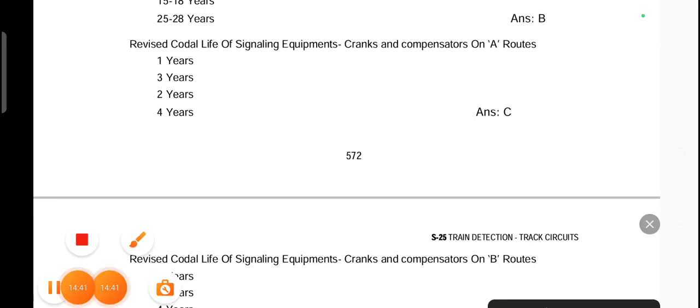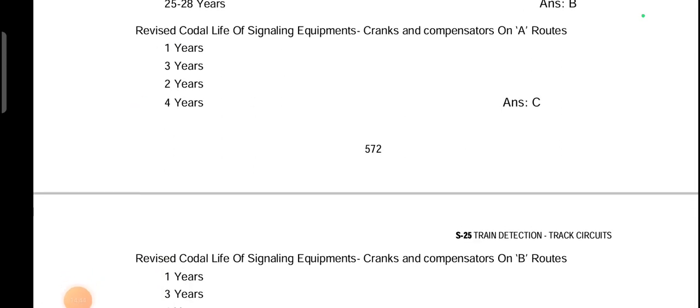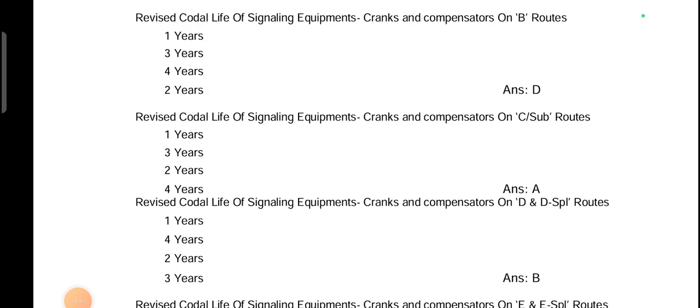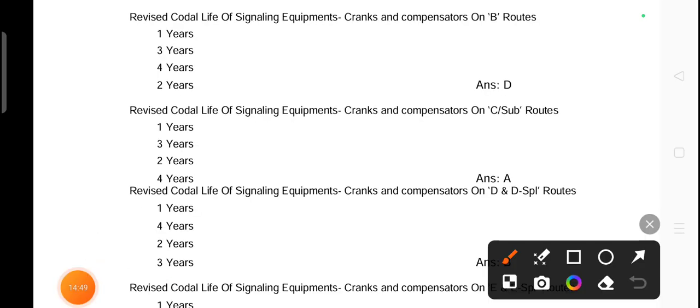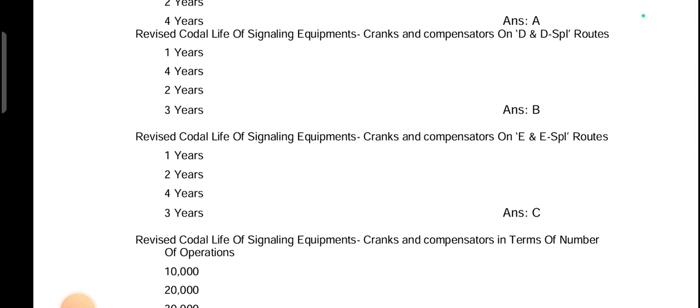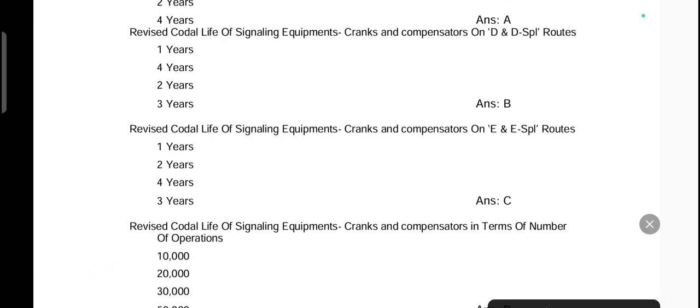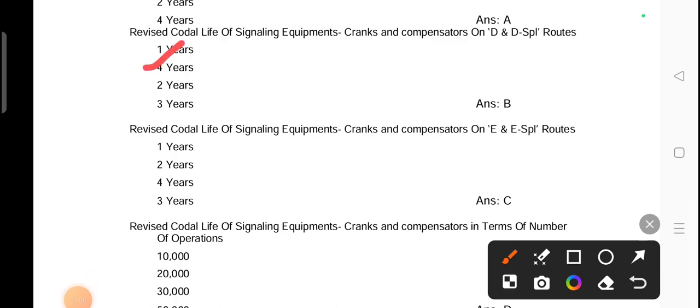2 years. Next, revised codal life of signaling equipments, cranks and compensators on B routes: 2 years. Revised codal life of signaling equipments, cranks and compensators on C sub routes: 1 year. Next, on D and D special routes: 4 years. Next, on E and E special routes: 4 years.